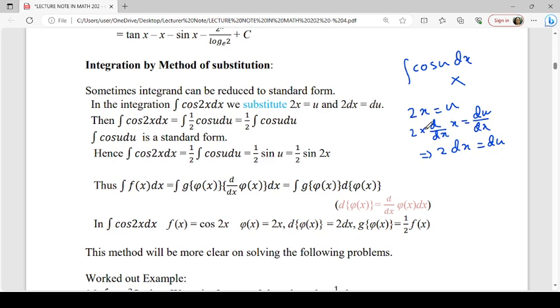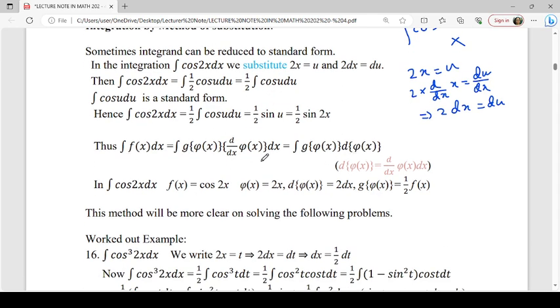We write the numerator part, so 2 dx is equal to du. So in place of dx we need to write du by 2. So du by 2 is here. So this is substitution.